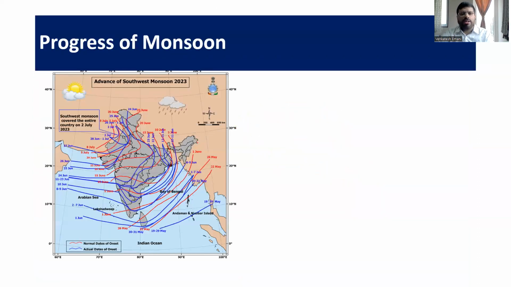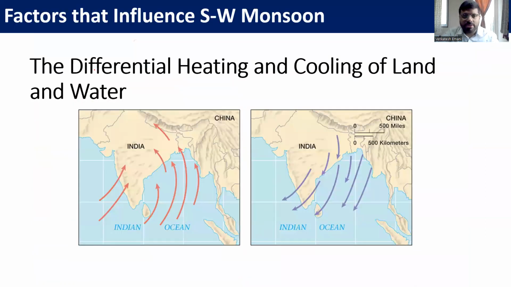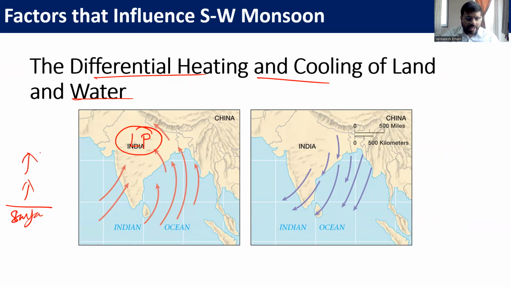The first factor you will need to understand, a very, very simple point, is the differential heating of land and water. Broadly, before we get into the major details, I think we all have studied the concept of land and sea breeze. The Indian landmass is extremely heated up in summer. Because of heating of the air, there will be convection; the air will rise.